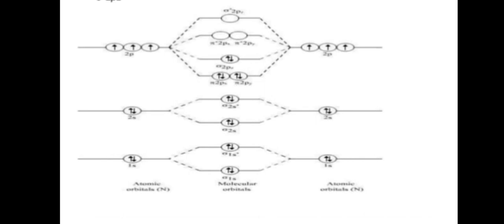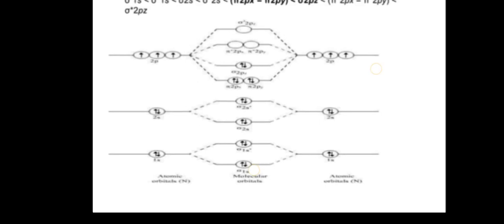So in order to calculate the bond order, we have a formula: bond order is equal to half of the bonding molecular orbital electrons minus anti-bonding molecular orbital electrons. So the bond order formula is equal to number of bonding molecular orbital electrons minus number of anti-bonding molecular orbital electrons divided by 2. This is the formula: bond order is equal to NB minus NA divided by 2.